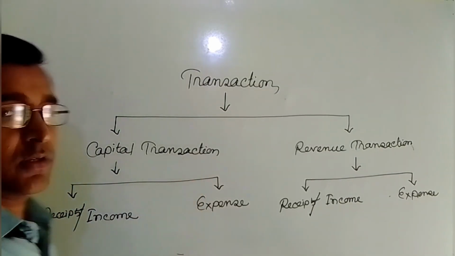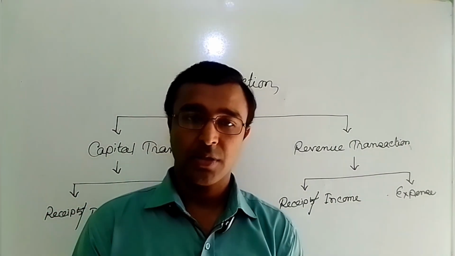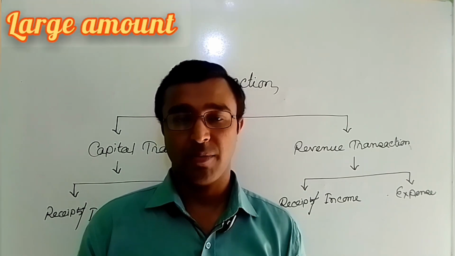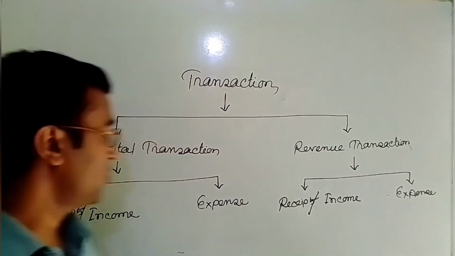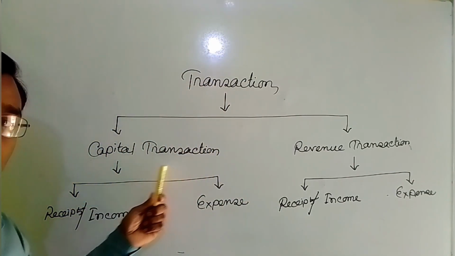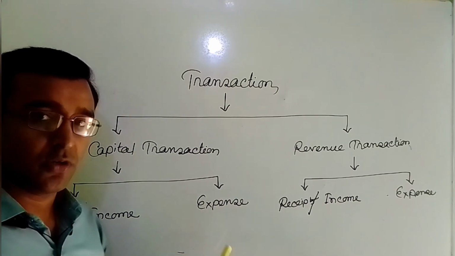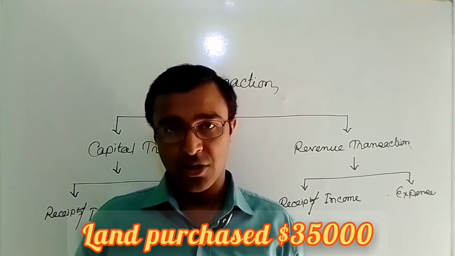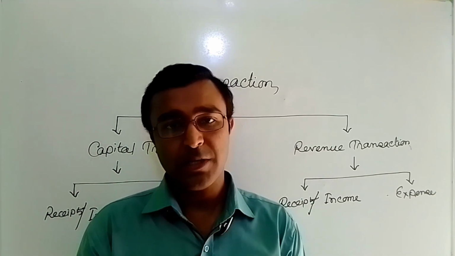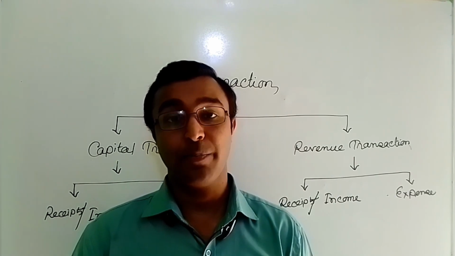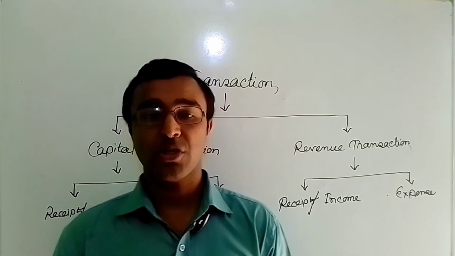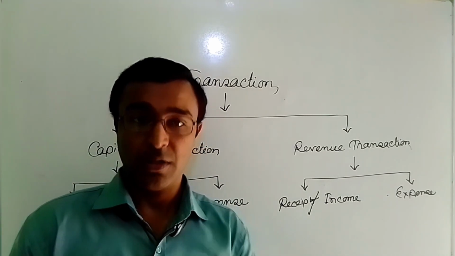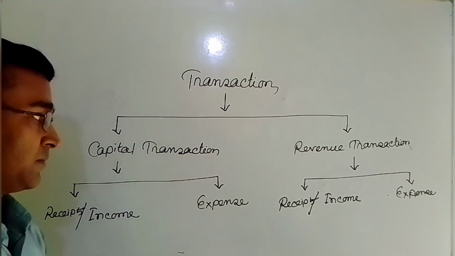Capital transaction. So what is capital transaction? The transaction that is long term, does not occur many times in a year, irregular and of a large amount of money. All these transactions belong to capital transaction, and it is also of two types. One is called income and the other is called expense. For example, purchase land $35,000. To purchase a piece of land for the organization is a big deal, and the organization cannot purchase this property many times in a year, and it will provide long-term benefit. That's why it is called capital transaction.